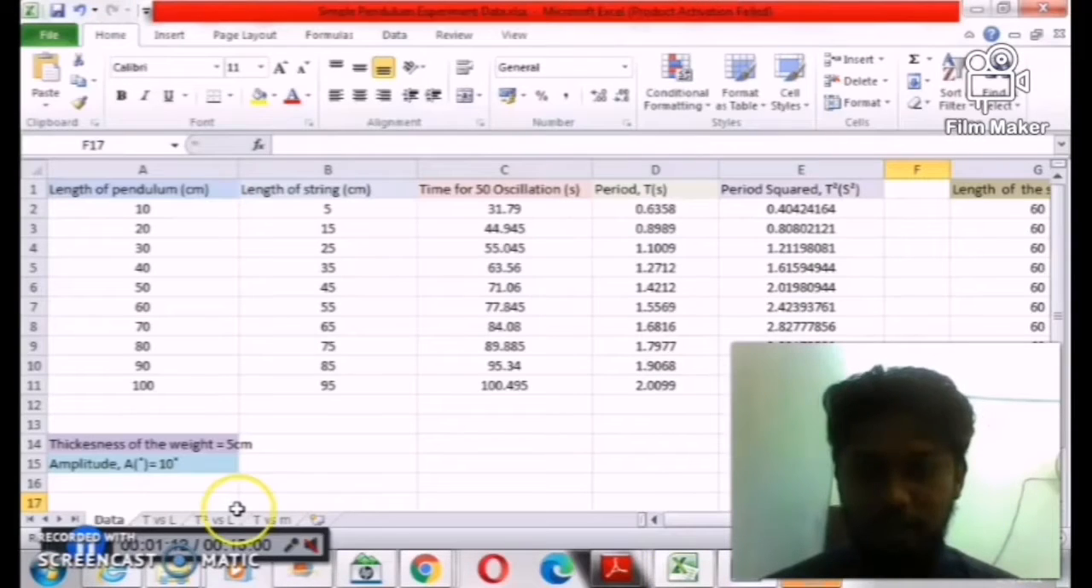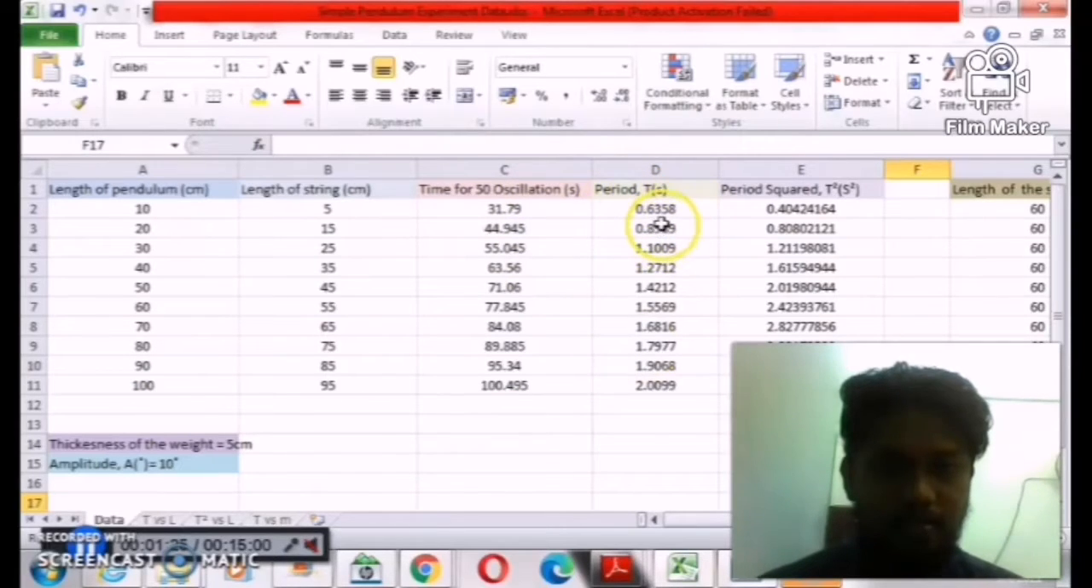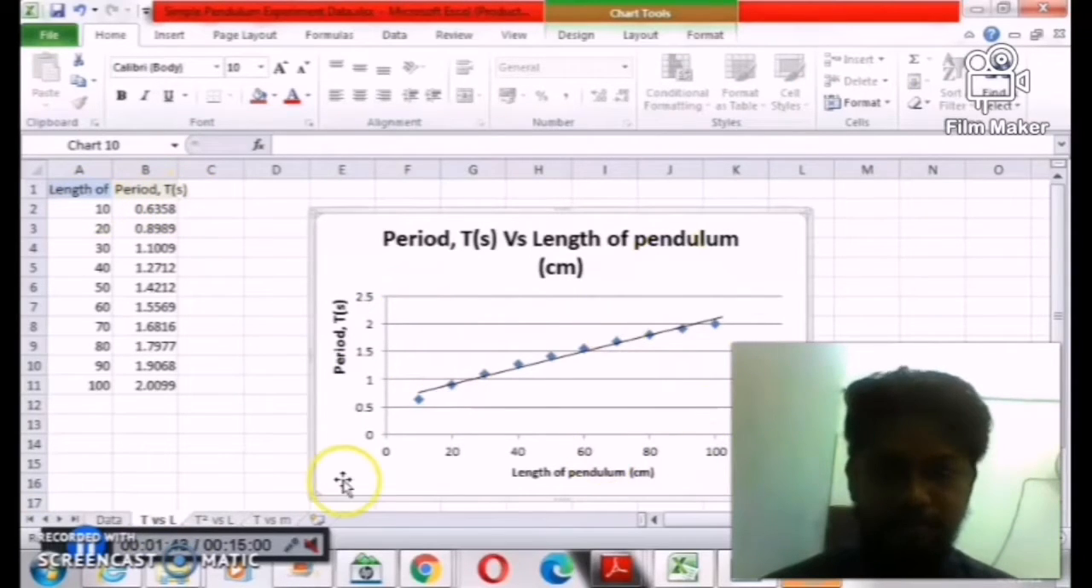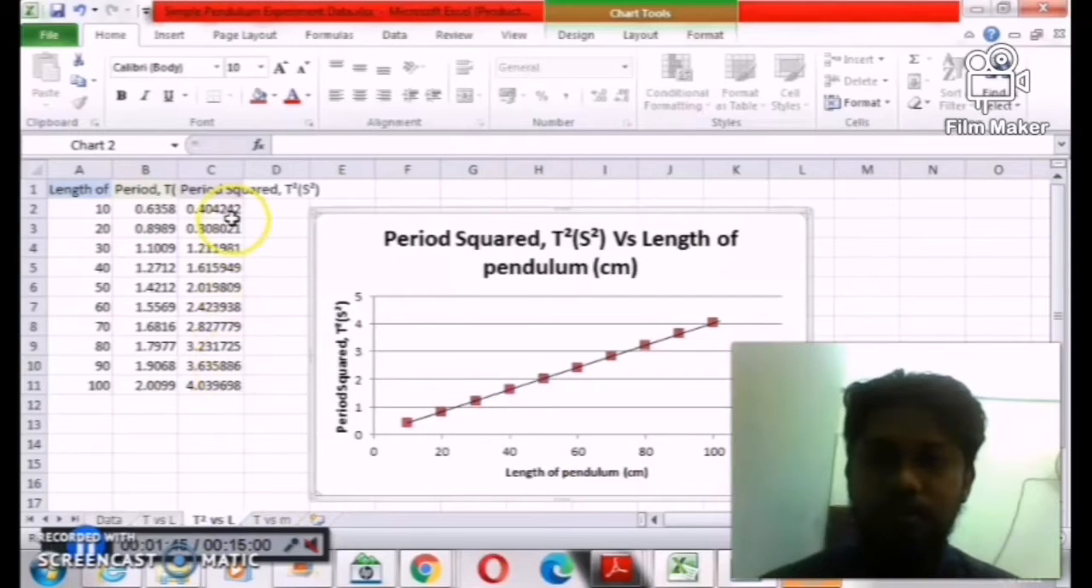So this is the data we collected. We increase the length from 10 cm to 100 cm. The time for 50 oscillations is collected here. The period T data we can get from the timer, and we can square the value in order to get the period squared data. So this is the graph we get: period versus length. And for the second one, the period squared versus the length of the pendulum.